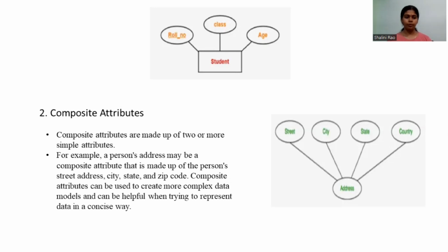Composite attributes. Composite attributes are made up of 2 or more simple attributes. For example, a person's address may be a composite attribute that is made up of a person's street address, city, state, and zip code. Composite attributes can be used to create more complex data models and can be helpful when trying to represent data in a concise way. The following figure shows the representation of composite attributes.